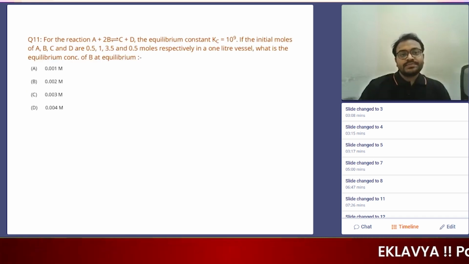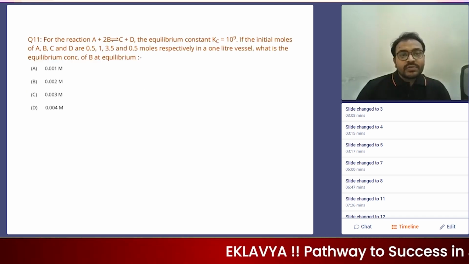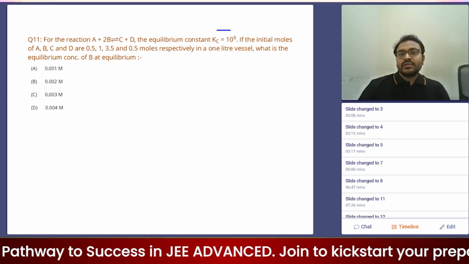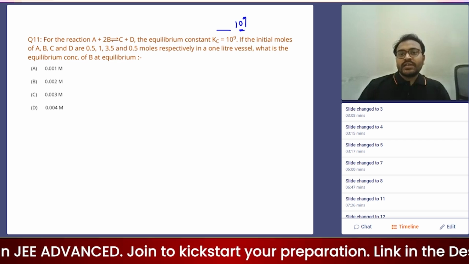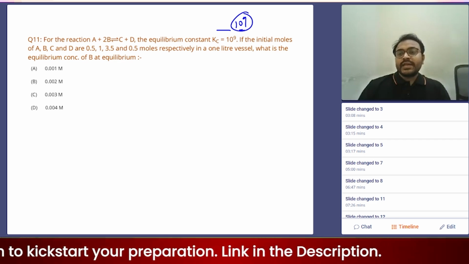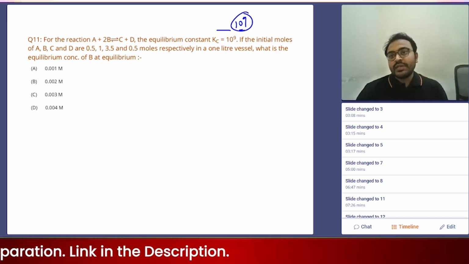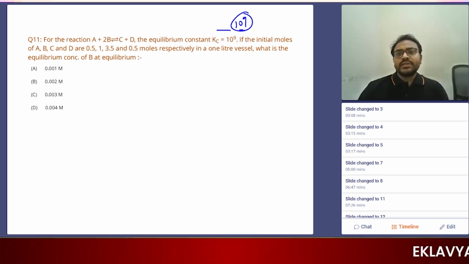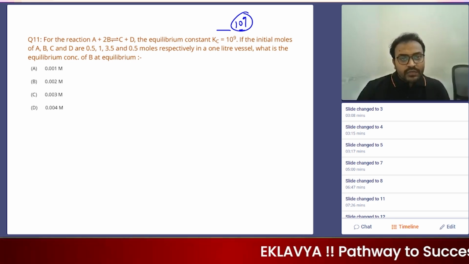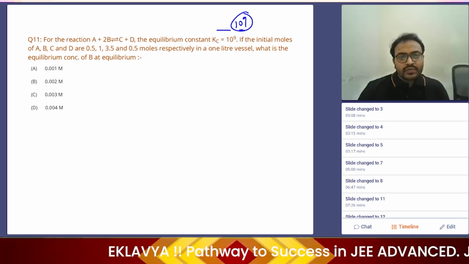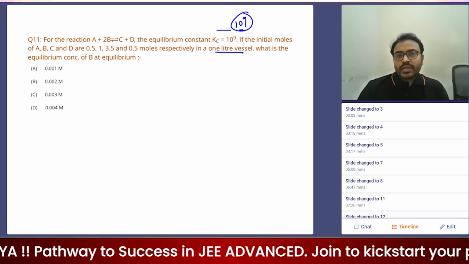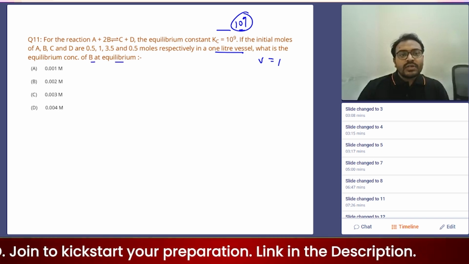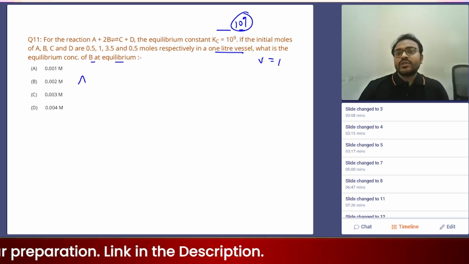Now next question is for the reaction A plus 2B giving C plus D, the equilibrium constant given Kc, and see the Kc value is very high, 10 to the power of 9. It means that the reaction is almost completed, right? And we can take the approximation that the reaction is almost completed. So the initial moles given are 0.5, 3.5, 0.5 mole respectively in a 1 liter vessel, so volume is given 1 liter. So what is the equilibrium concentration of B at equilibrium point?